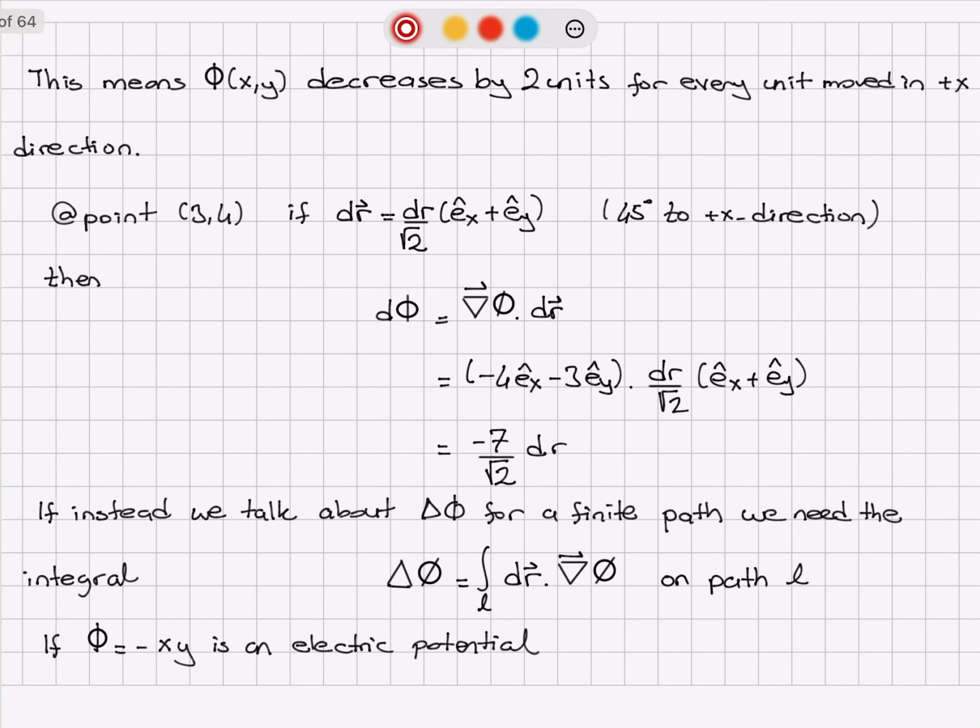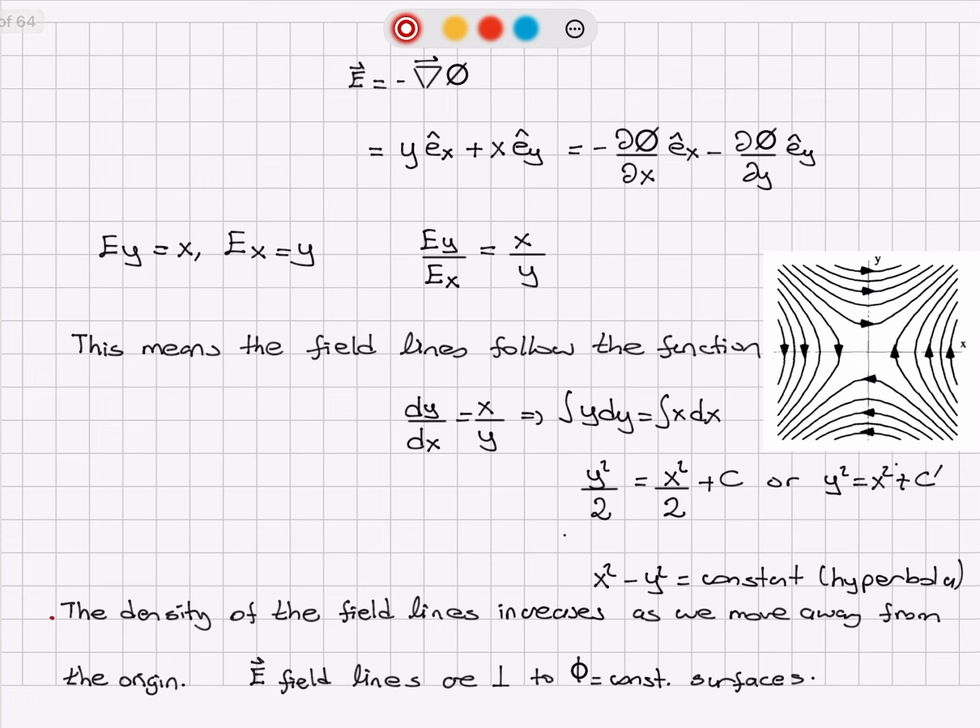Okay, and if we try different points, we can move in different directions, and we can calculate the change in the scalar function that way. And if we go on a certain path, not looking at the change in the function at a certain point, but along a certain path, then this turns into a path integral. And the functional behavior of the gradient we can basically find out using this relationship. The y component divided by the x component is x over y. So this tells us that the gradient basically follows a hyperbolic function.